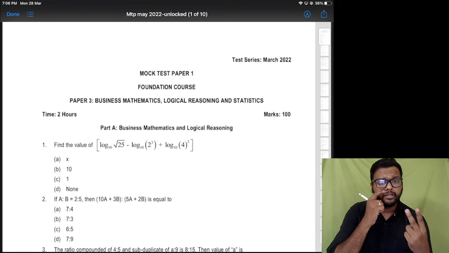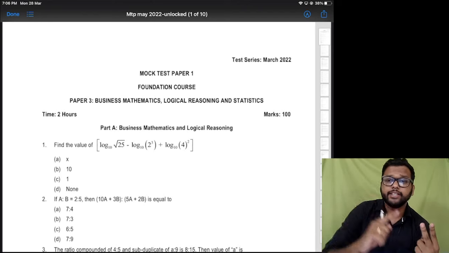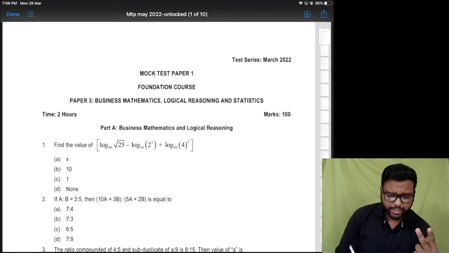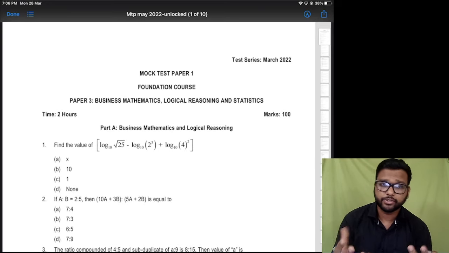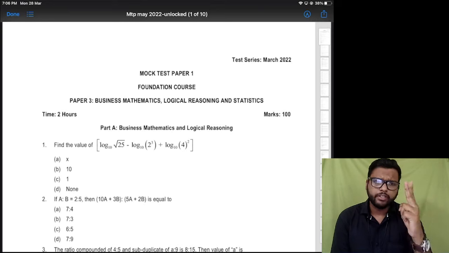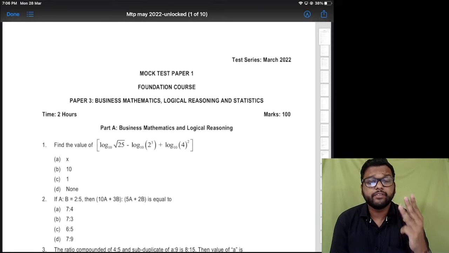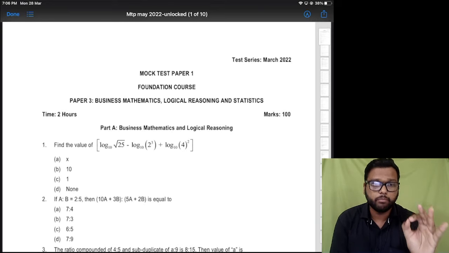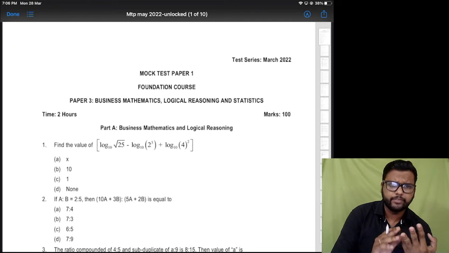Second, ideally you should solve the paper first and then come to the lecture, because otherwise you should not look at ready-made answers. Okay, you should try first and then come. Third is we are going to try to solve every question in 1 minute. Okay, so that is very important from exam point of view. So we are going to try that.